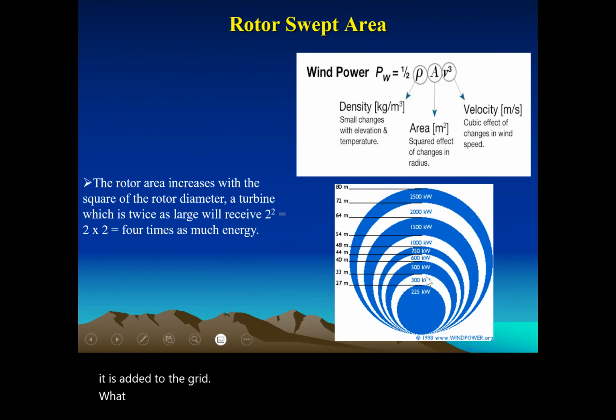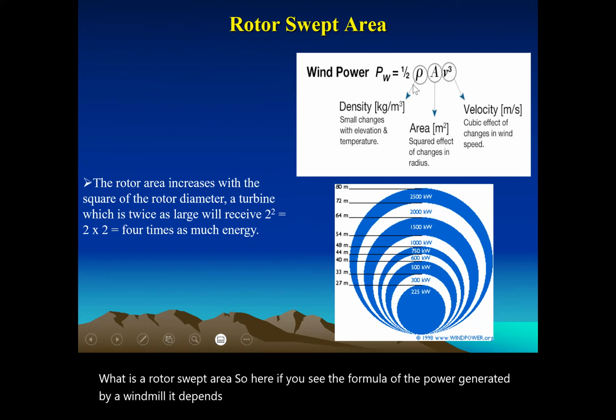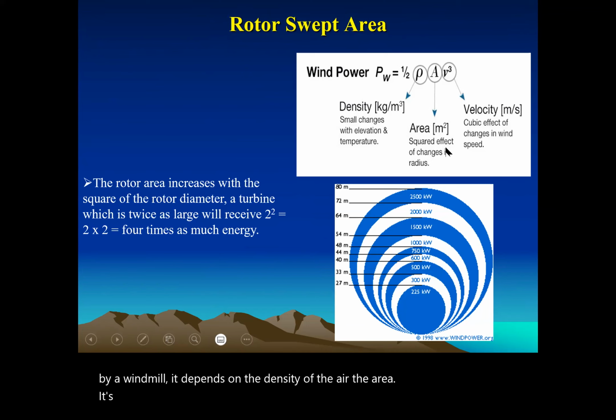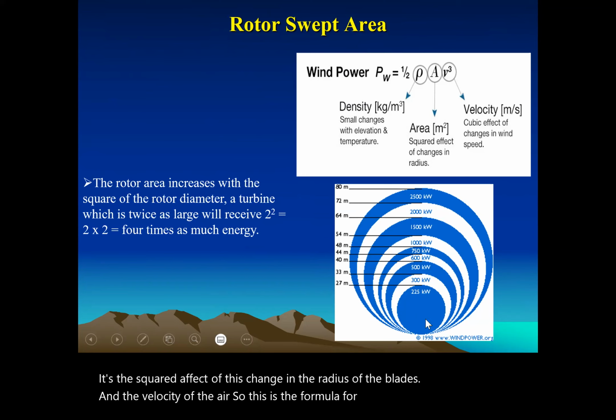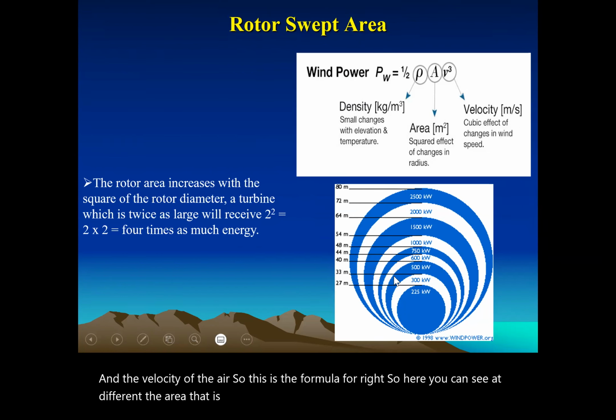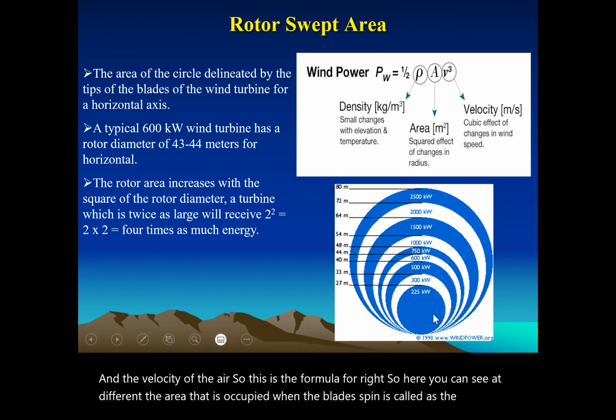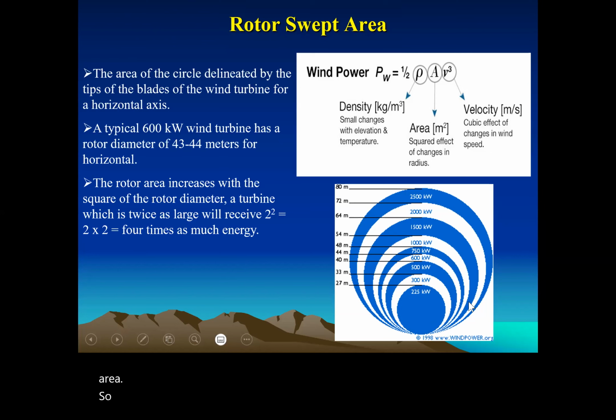What is a rotor swept area? So here, if you see the formula for the power generated by a windmill, it depends on the density of the air, the area, which is the squared effect of the radius of the blades, and the velocity of the air. So this is the formula for it. The area that is occupied when the blades spin is called the rotor swept area. So it is the area of the circle delineated by the tips of the blades in the wind turbine.